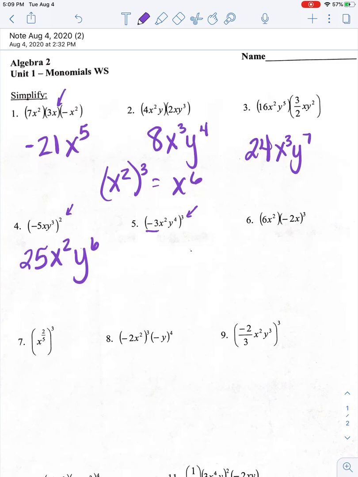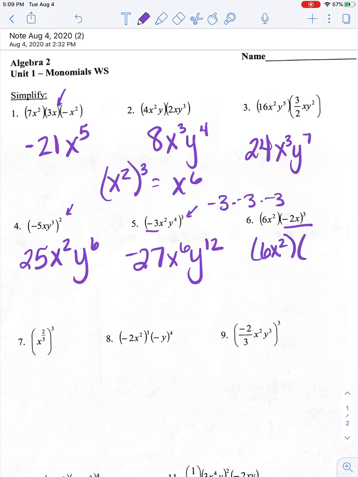So for this one, it's going to be -3 to the 3rd. So that's -3 times -3 times -3. So that's going to be a -27. And then a power to a power, again, I'll multiply, so x to the 6 and y to the 12th. This one, I need to handle this first, so this guy's just going to come down. This is -2 cubed, that's going to be a -8. And then power to a power, I multiply, so 1 times 3 is 3. And then I can multiply and add my powers.